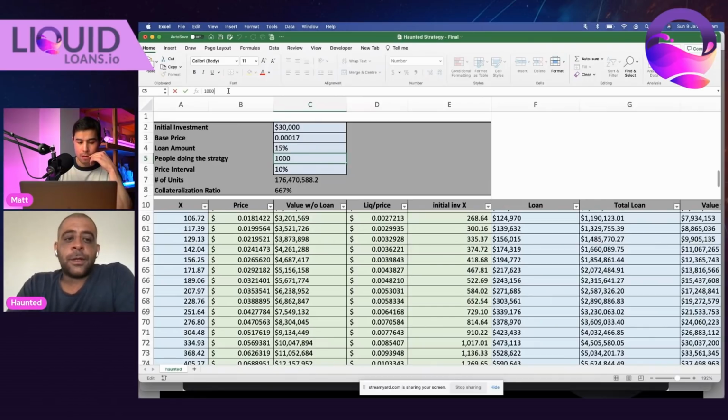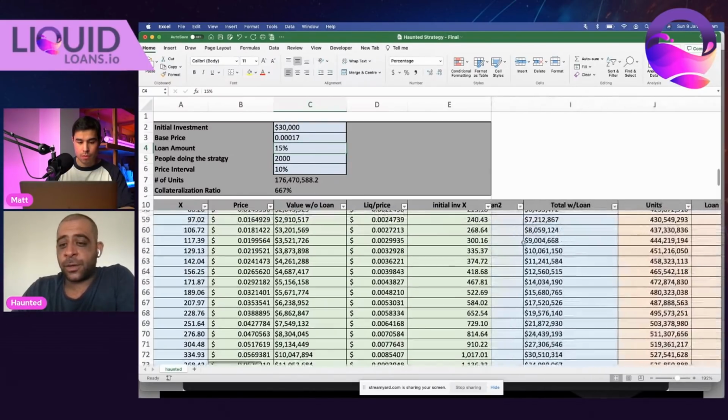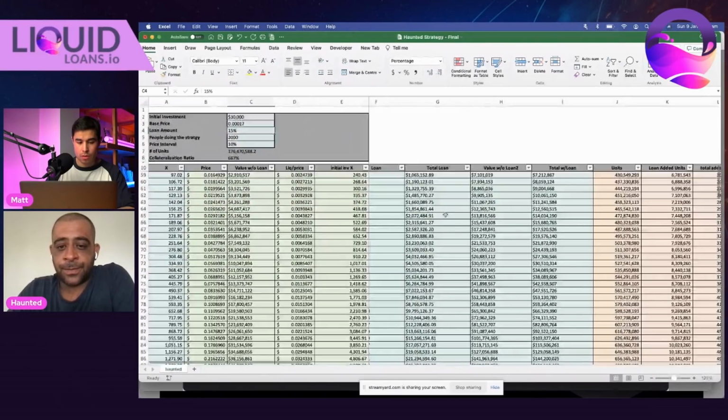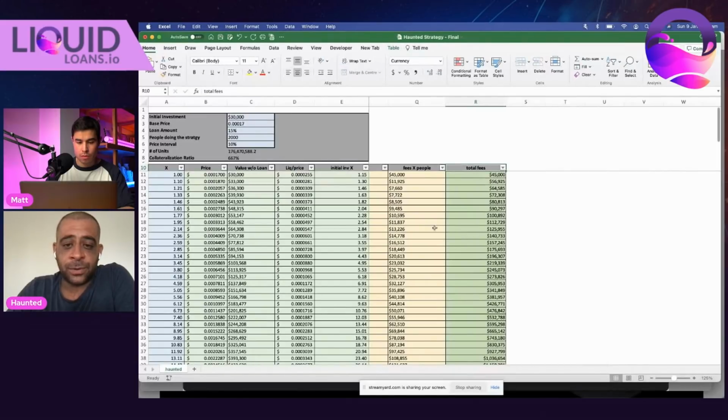So what I'm going to do now is change the number of people doing this strategy to 2000, because there's been a lot of feedback and a lot of people want to do this strategy. I'll keep it roughly around 15%. What I want to show, the reason why I did this, was I wanted to know the total fees that are paying that loan staking pool.